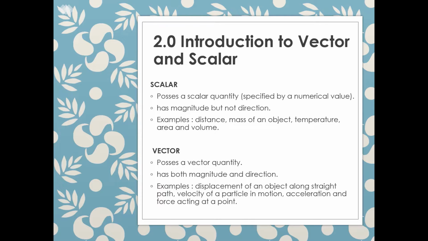As for a vector, it has both magnitude and direction. One example of a vector is displacement. It tells us how far we are from a fixed point, and it also tells us our direction relative to that point. There are many physical quantities which are best described as vectors, such as velocity, acceleration, and force.